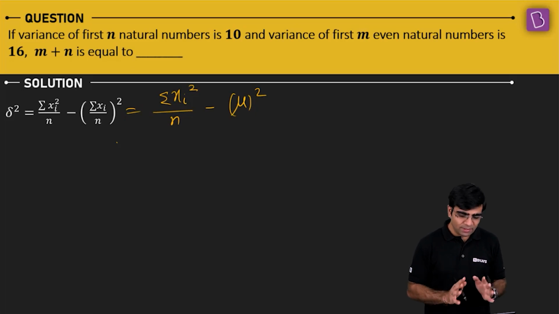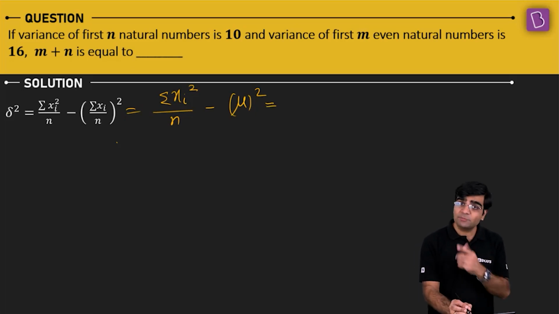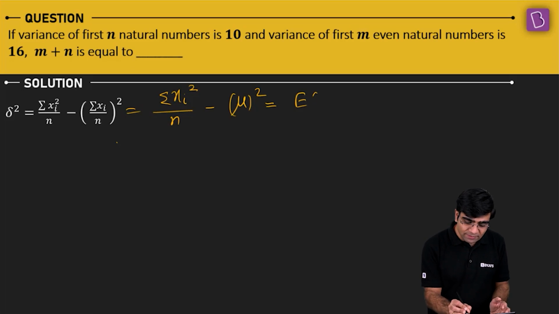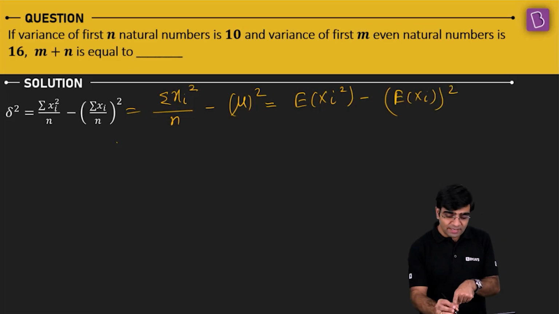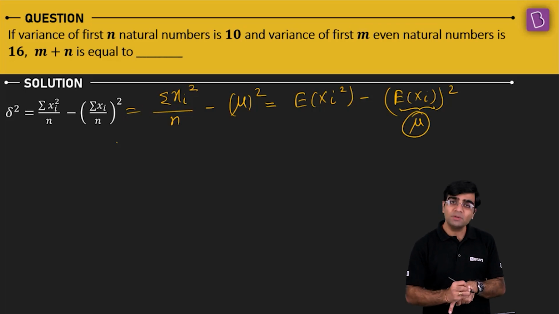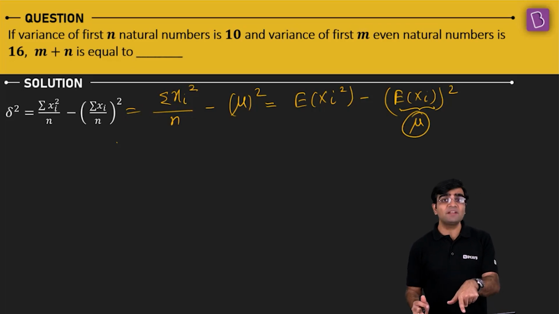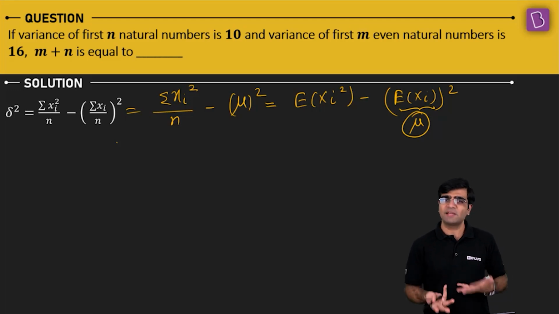All right. In terms of expectation value, if you want to write it, this is nothing but the expectation value of xi square minus the expectation value of xi, the whole square. So the expectation value of xi is nothing but what? The mean, mu. Expectation value is nothing but the mean value or average value. So what is that? Summation xi square by n, where n is the total number of observations. That's how we calculate the average.